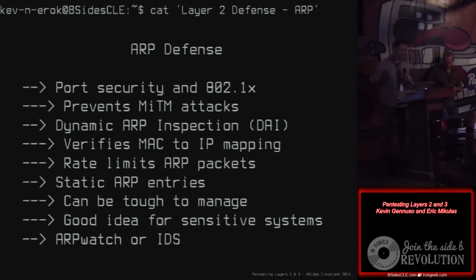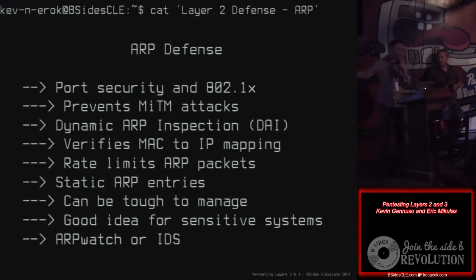Another prevention is Cisco has this in their networks. It's dynamic ARP inspection, which is actually verifying the MAC to IP mappings. It also allows you to rate limit ARP packets. So if somebody's going to come to you and try to flood your CAM table, it's not going to work. You're going to limit the number of ARPs that are allowed to come from a particular IP.